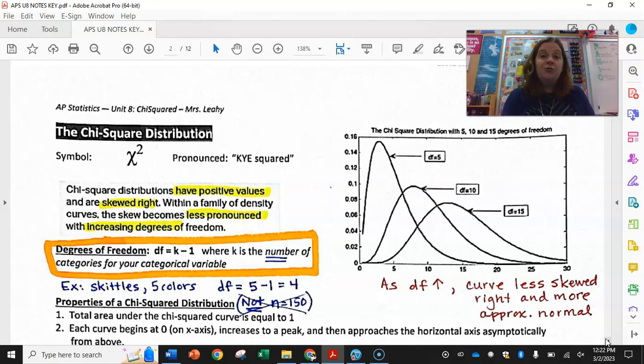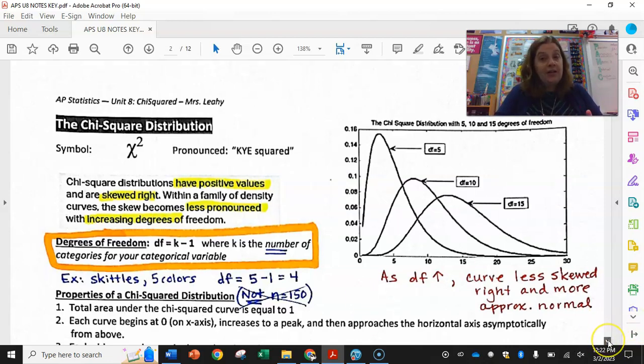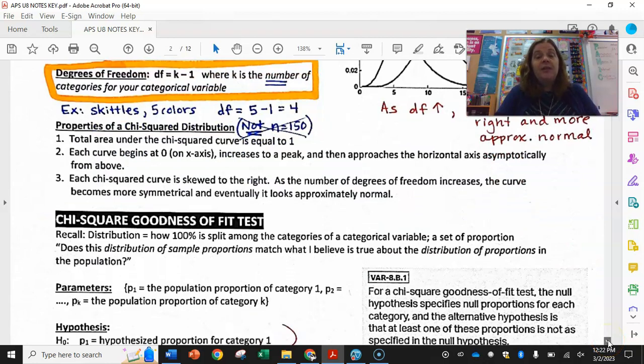And you can see in the picture over here on the right that the larger the degrees of freedom, in other words, the more categories you have, the more this chi-squared distribution is going to look less skewed to the right and more mound-shaped, symmetric, okay? All right, so chi-squared is skewed to the right and starts at 0. Just like any other probability situation, our distribution adds up to 1, so the area under the curve is going to add up to 100%, which means we can use it for probabilities. It begins at 0, increases to a peak, and approaches horizontally towards positive infinity.